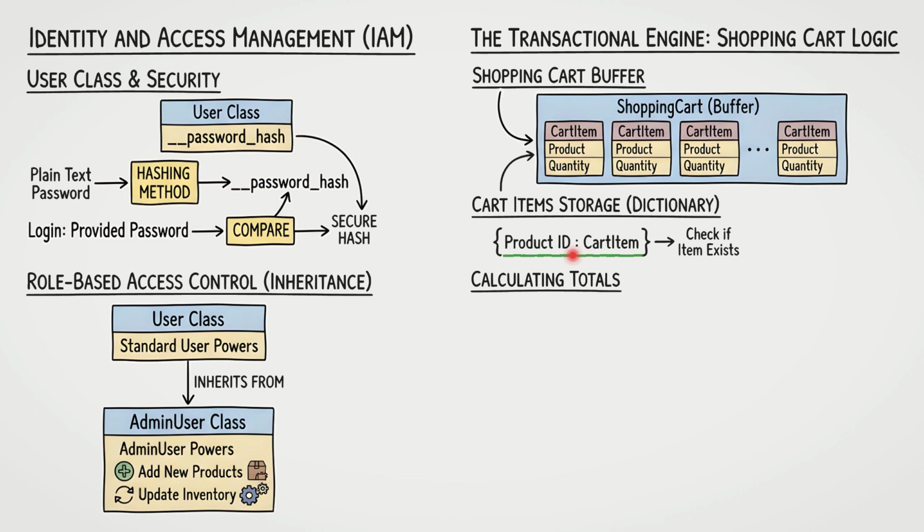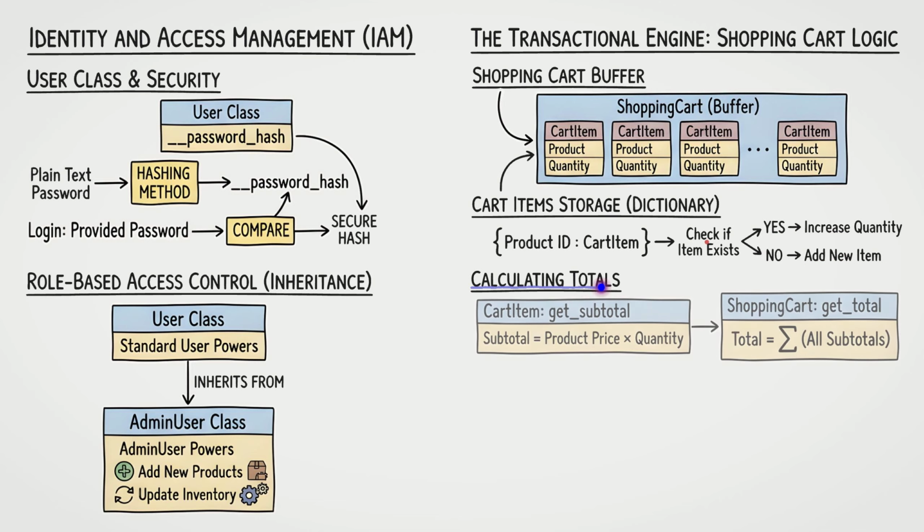Because of this dictionary structure, when you add an item, it's very fast to check if the item already exists. If the answer is yes, the system simply increases the quantity. If the answer is no, it will add a new item to the cart.